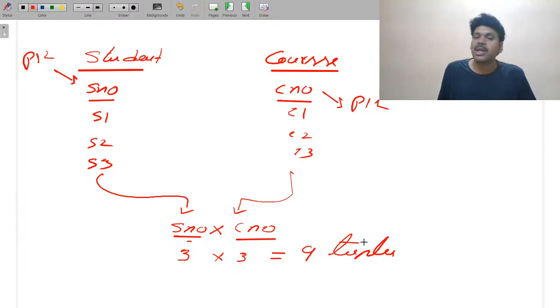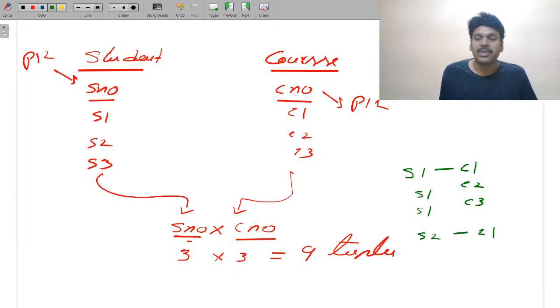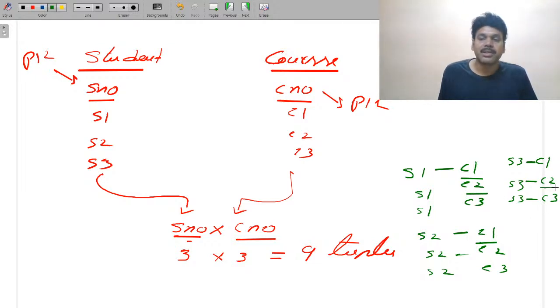Okay friends, what are the 9 tuples? You can map them very easily. What is that? Student 1 can join for C1 and C2 and C3. So S1 is repeating thrice. And student 2 also joins for C1 and C2 and C3. S2 is repeated thrice. In the same way, S3 joins for C1 and C2 and C3. So S3 is also repeated thrice. C1 repeated thrice. C2 repeated thrice. C3 also repeated thrice. This is the concept of M is to M relationship.